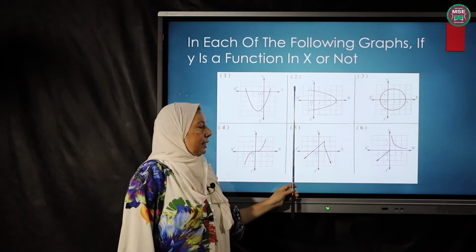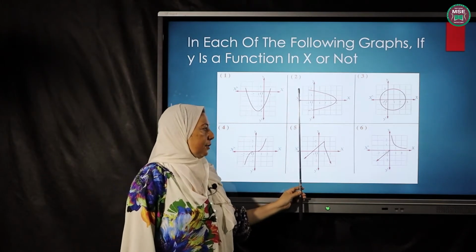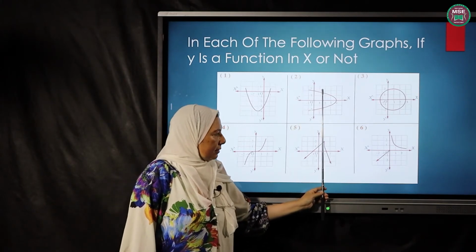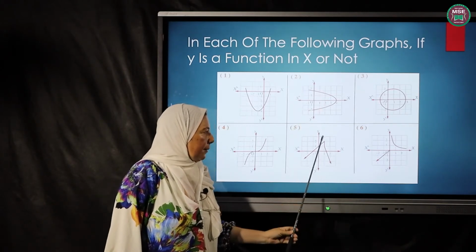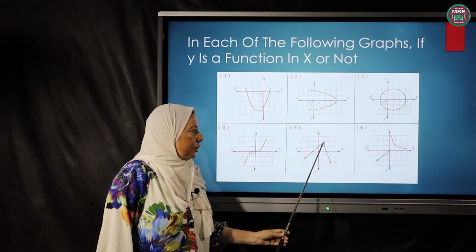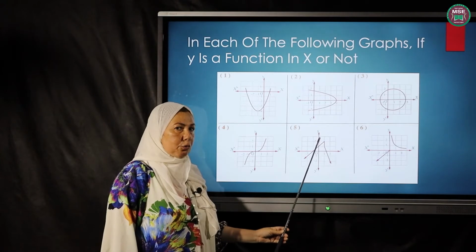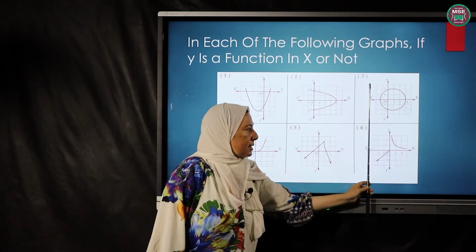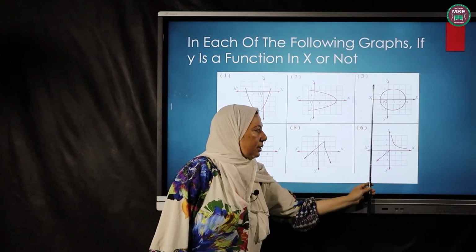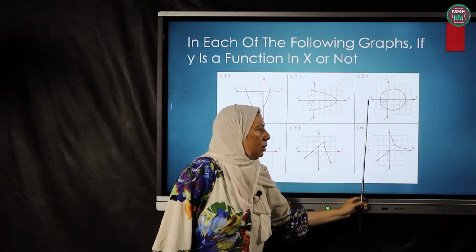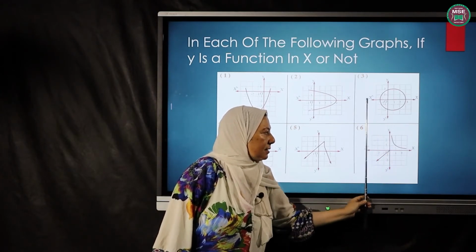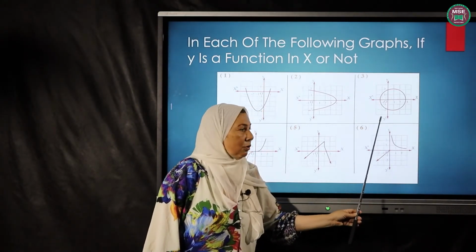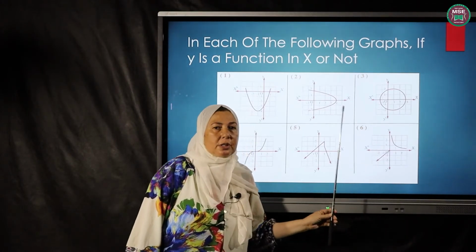Figure 5. Vertical line test from left to right: only one point, except at 1, where there are infinitely many points between 1 and 2. Therefore, figure 5 is not a function. Number 6, figure 6. From left to right, the vertical line test gives only one point of intersection, except at 0, where 0 does not belong. Therefore, number 6 is a function.